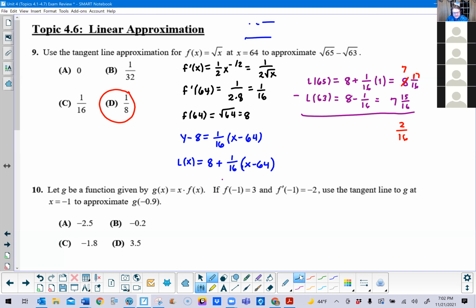All right, and we'll take a look at this number 10 that was also requested before we move on to the next problems. It says, let G be a function given by this lovely thing, x times f of x. Tell you that f of -1 is 3, and I say that f prime of -1 is -2. Use the tangent line to G at x equals -1 to approximate -0.9. What we're doing here is we're maybe taking you out of your comfort zone a little bit and writing a function in a very general format, right? It's not this really crystal clear square root of x that you saw in problem 9.